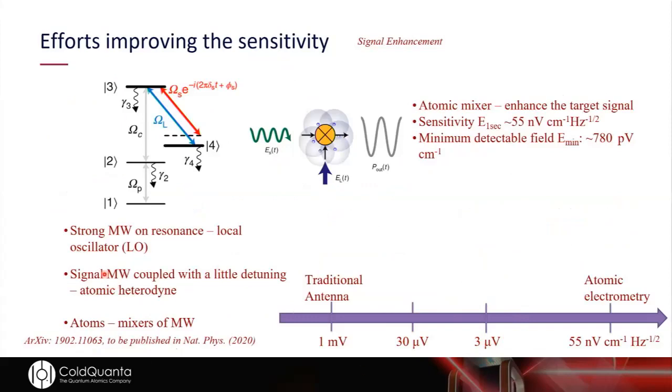Another example is to use atoms as mixers. The experiment still uses EIT as the primary readout scheme. A strong microwave is resonant between two Rydberg states, working as a local oscillator. A signal microwave is coupled with a little detuning here. In this way, they act as a mixer for the two microwaves. And we use optical readout here. Then the signal-to-noise ratio will be enhanced a lot. By doing this, we get a sensitivity almost 2 orders better than the previous one.